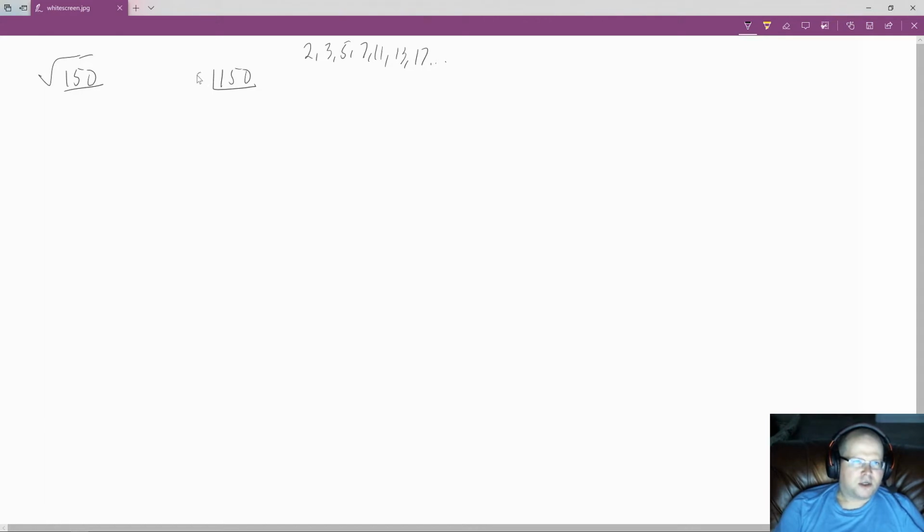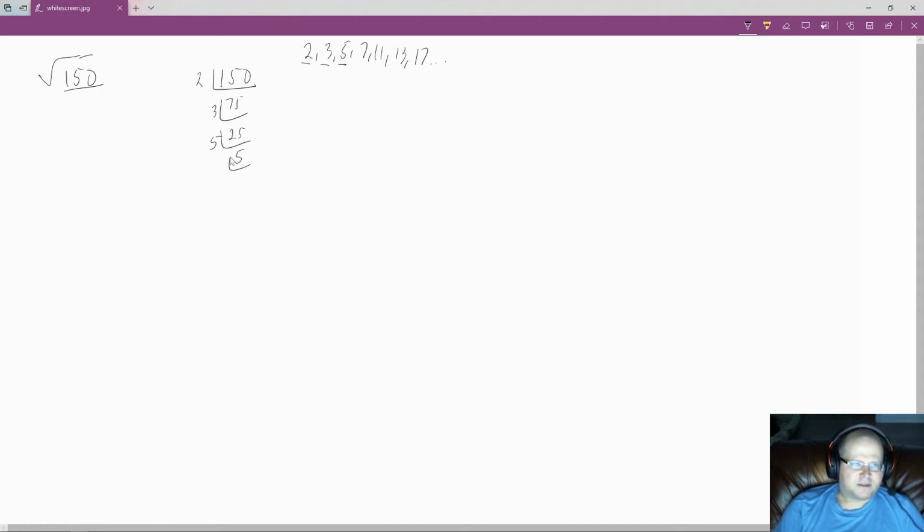So we start trying to divide it by the first prime number, which is 2. So 150 divided by 2 is 75. Next, I try to divide 75 by 2. It doesn't work, so now I move on to 3. 75 divided by 3 is 25. I can't divide 25 by 3 again, so I move on to the next prime number, which is 5.